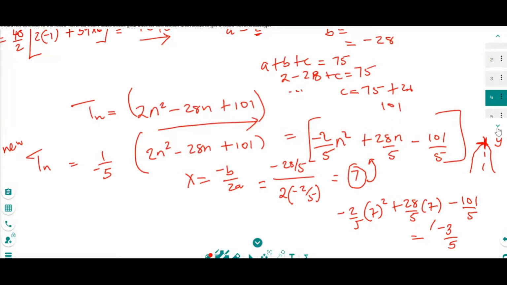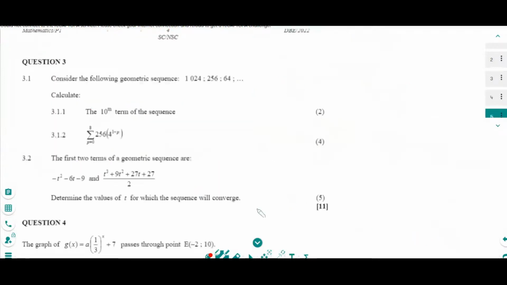We move on. Question number 3. They are telling us to consider the following geometric sequence: 1024, 256, and 64. The property of a geometric sequence is that it has a common ratio, which can be obtained by T2 over T1 or T3 over T2, between the consecutive terms. If we divide them, we get a common ratio.